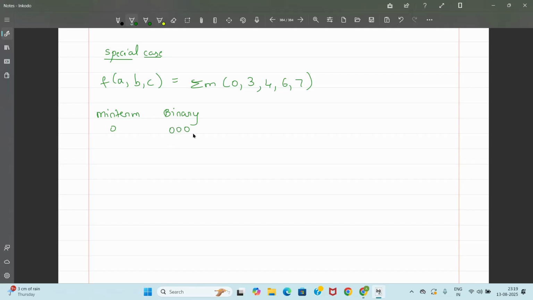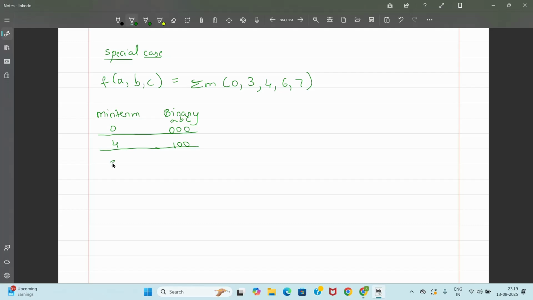Now it is only three variables, so don't put four zeros here. Don't take 4 bits, okay? Only 3 bits, A, B, and C. This is one group with 0 ones. Next comes 4, which has a single 1 in it. Zero, zero.